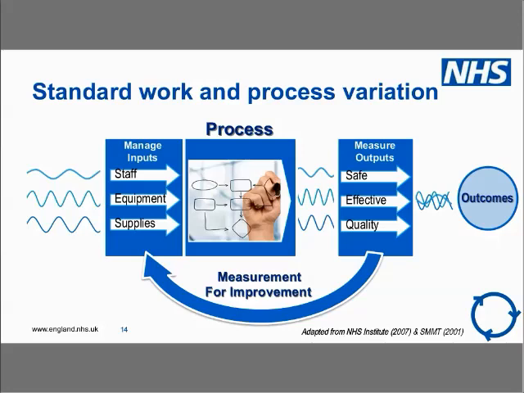So if we have variation with staff and how we do our work, we can go through a very structured process, which we'll describe, about creating standard work. And that standard work can help reduce the variation in that particular input. If we have variation in our equipment, in availability of equipment, we can think about last week and some of the techniques that we looked at for organising the workplace to make sure that it is available and ready to use as and when needed.